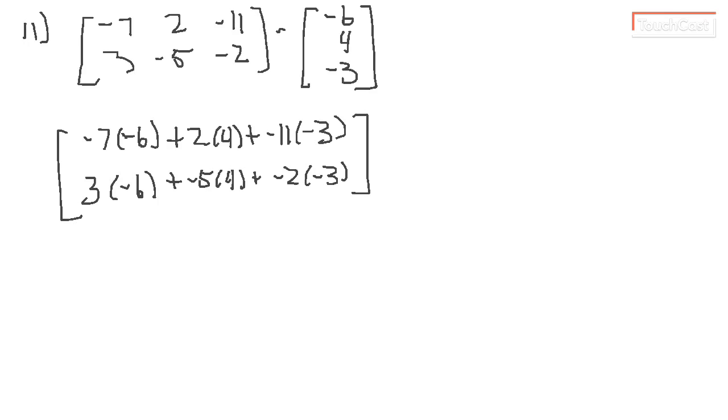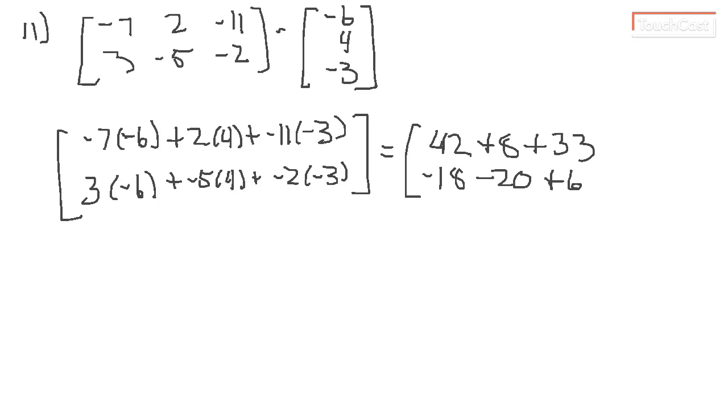Now let's take care of the multiplication. So if we take care of the multiplication, we're going to end up with 42 plus 8 plus 33 in the first row, and then we're going to end up with negative 18 minus 20 plus 6 in the second row. Now we can actually do the addition. In our first row, we're going to have 83. And in the second row, we're going to have negative 32.